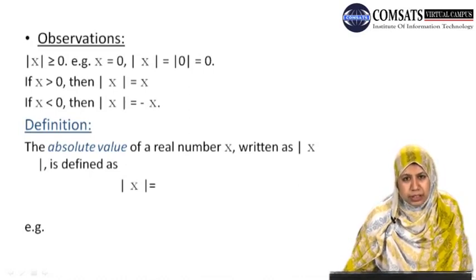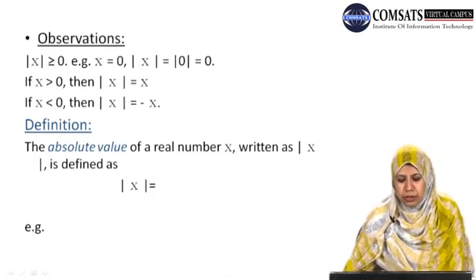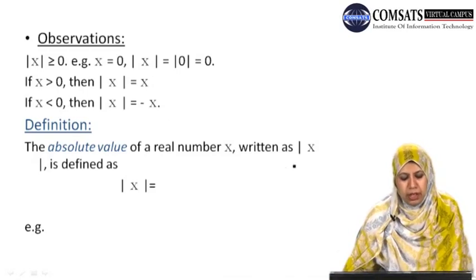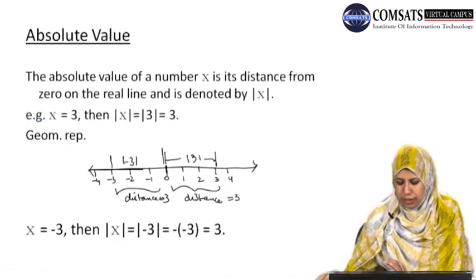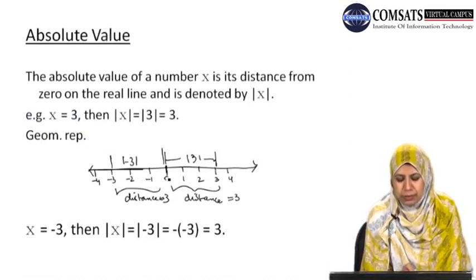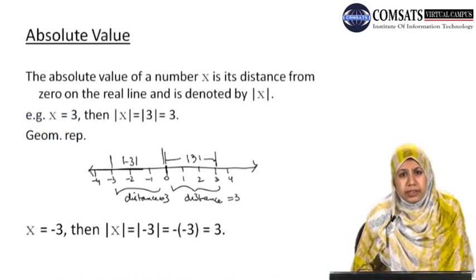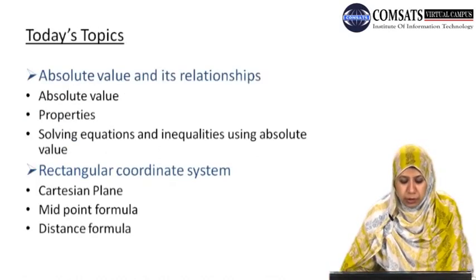Since the absolute value denotes the distance, it is always positive. If the number is positive, that is, on the right side of 0, then the absolute value of that number, or the distance of the number from 0, is simply that number. If the number is negative, that is, on the left side of 0, then the absolute value, or distance, of this number from 0 is minus times that number, which makes it positive.